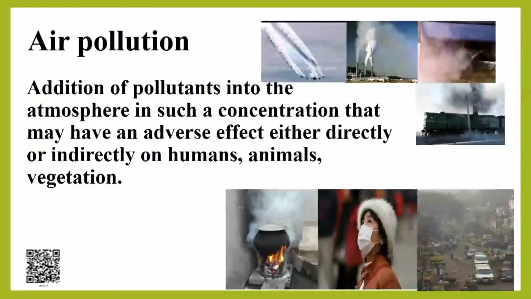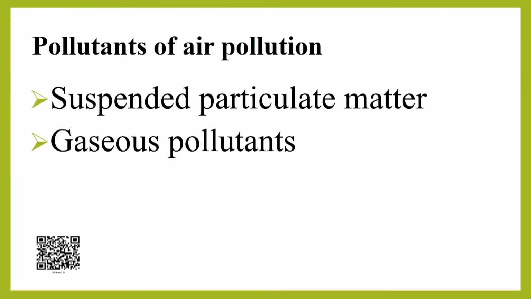So air pollution. We can define air pollution as the addition of pollutants into the environment or atmosphere in such a concentration that may have an adverse effect either directly or indirectly on human beings, animals and vegetation. Suspended particulate matter and gaseous pollutants are the main causes of air pollution. The pollutants of air pollution, as we already said, are suspended particulate matter and gaseous pollutants.